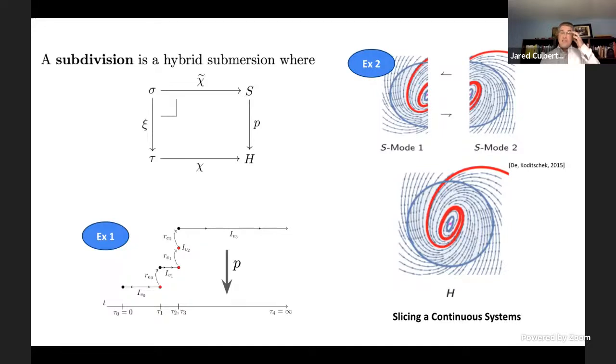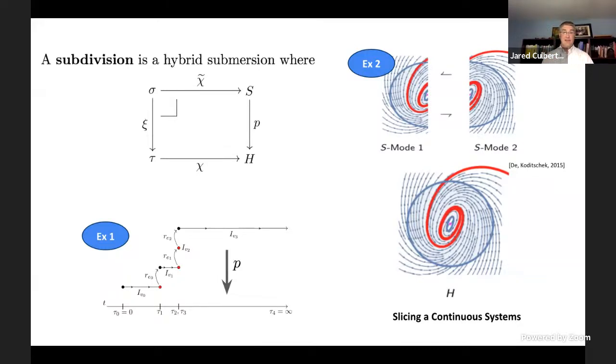And so the first example of this are hybrid time trajectories themselves. So if you think about classical time just as the non-negative real line with a constant flow on it, then you have a hybrid subdivision from any hybrid time trajectory where you're thinking about adding in these jump times down to the classical setting.